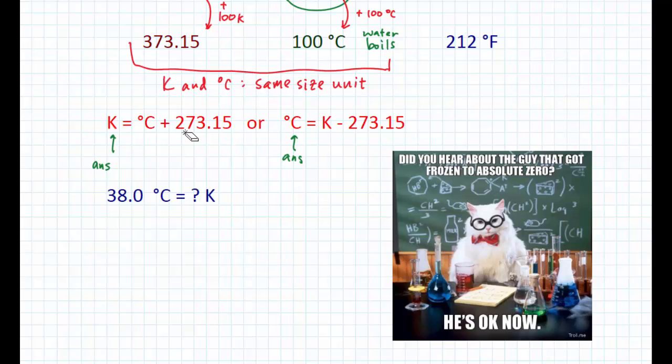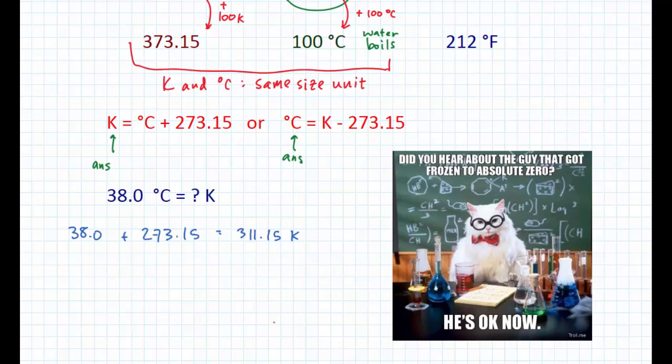So if I have 38.0 degrees C, that's about body temperature, okay, in Celsius or something like that. And I want that same temperature in Kelvin. Should I add or subtract? Yep, we'll take that first equation right there, 38.0 plus 273.15. 311.15 is what your calculator would tell you.